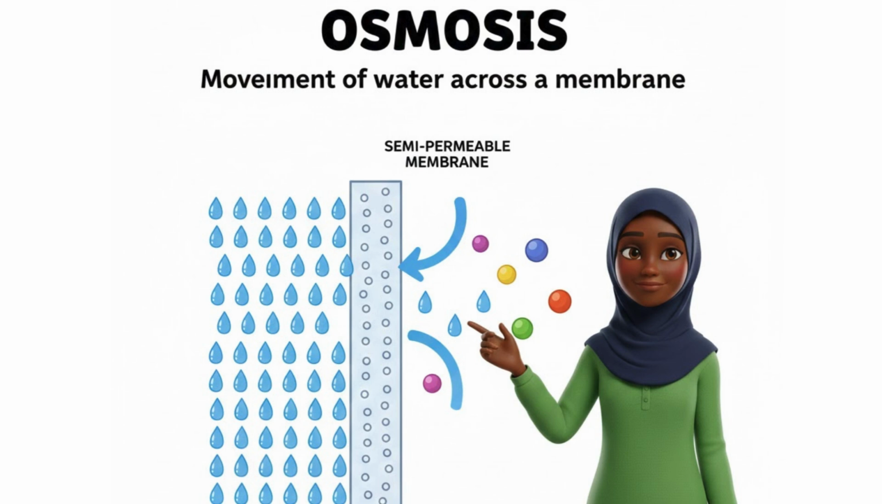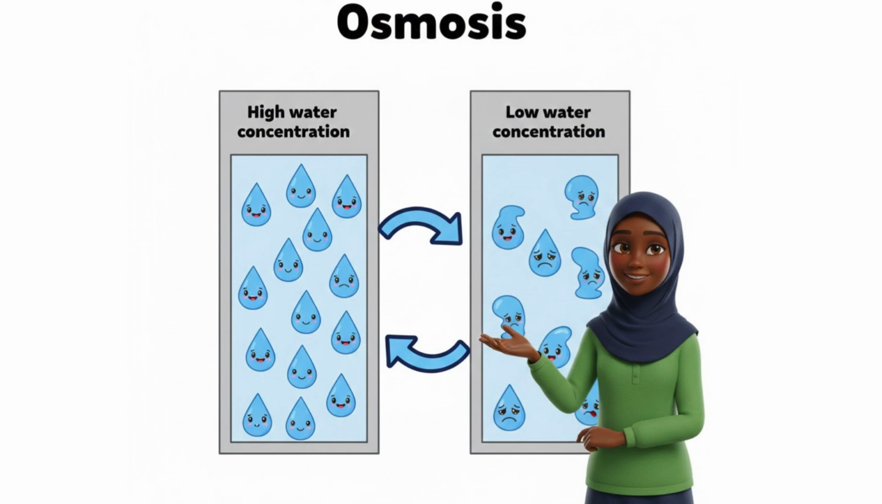Osmosis is the movement of water across a semi-permeable membrane, from an area of high water concentration to an area of low water concentration. This movement of water causes changes in the shape and condition of cells, depending on whether water enters or leaves the cell.